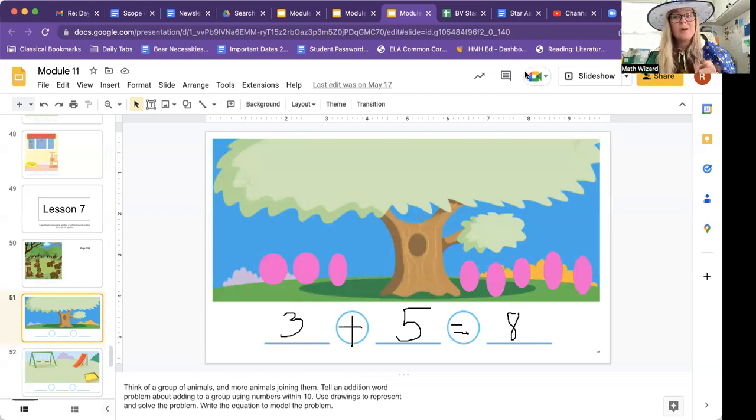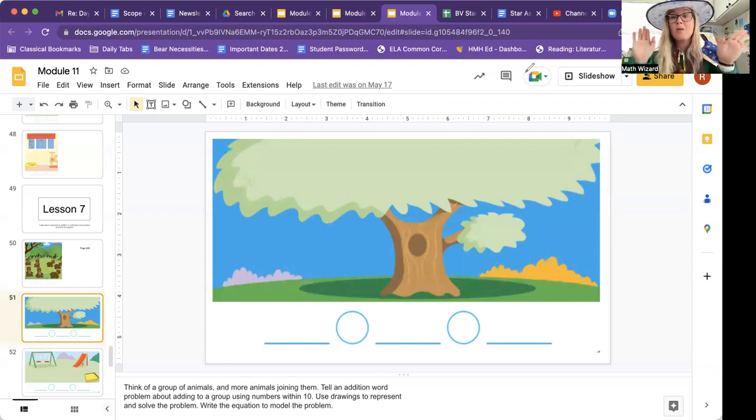That doesn't have to be your story. You can make up all on your own. You can choose different animals, whatever you want. Go ahead and pause this while you do that problem.